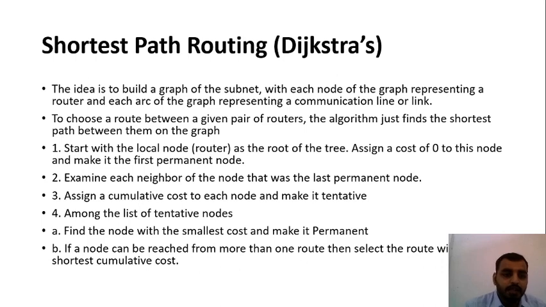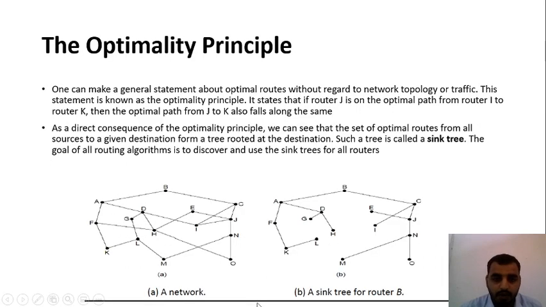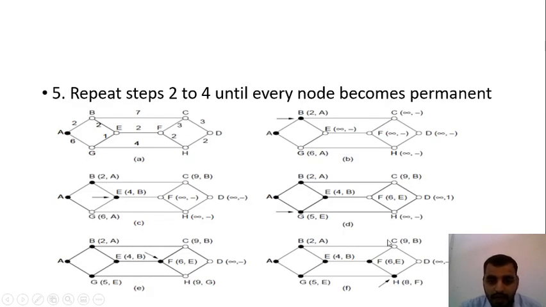Now the third point says, assign a cumulative cost to each node and make it tentative. See over here, assign a cost. What is the cost? 2 for B and 6 for G. What is the path that will be taken? This is the path that will be taken.